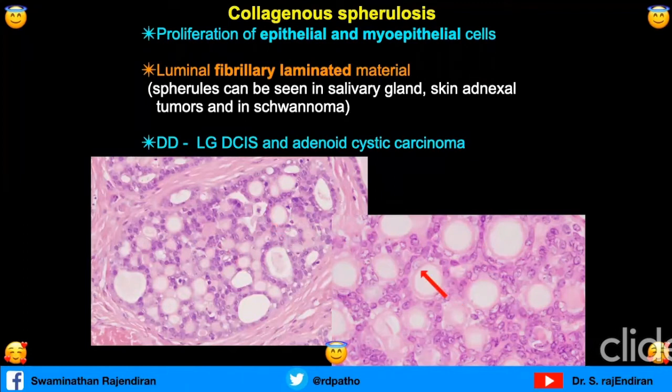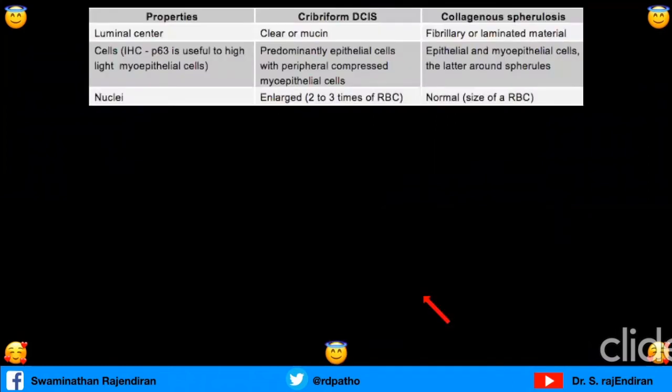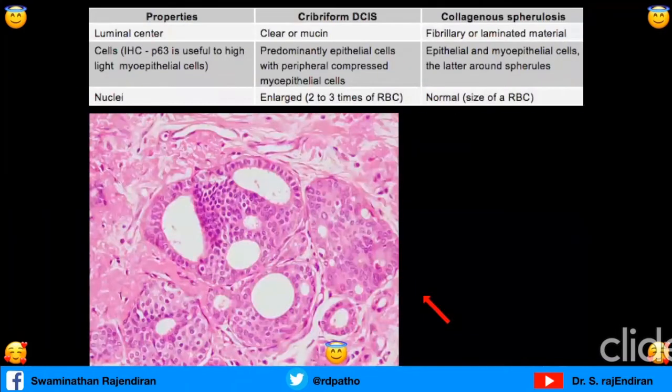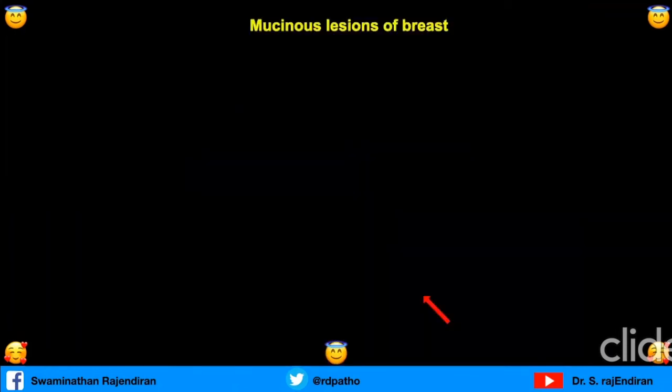In collagenous spherulosis, you see the eosinophilic material. It may look like adenoid cystic carcinoma, but when you do Ki67, the adenoid cystic carcinoma will be highly positive, whereas collagenous spherulosis will have very low Ki67 because this is a benign condition. I will just skip this slide because of the time.